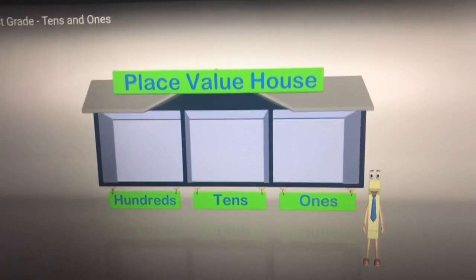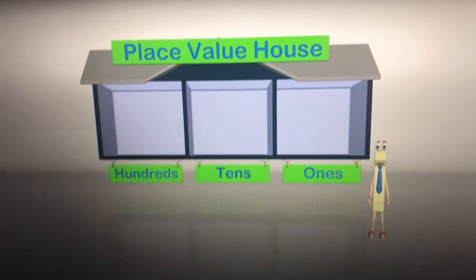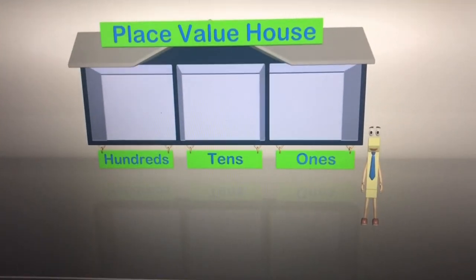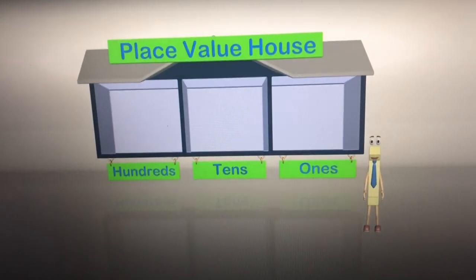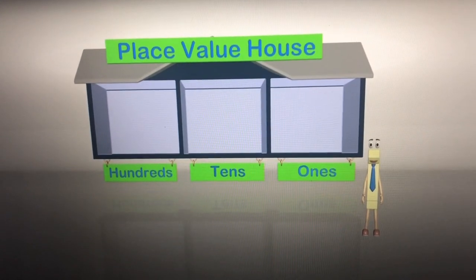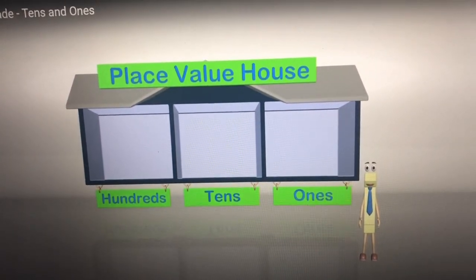Hi boys and girls, this is our math lesson for Thursday, July 16th. Today we're going to be talking about place value, and we're going to watch a short video first before we get started.